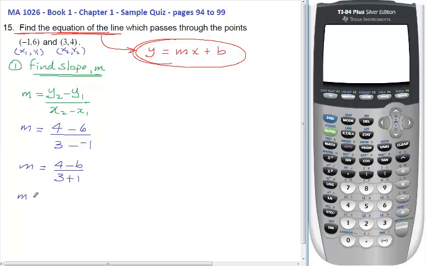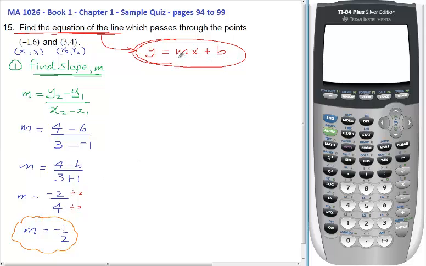So what is our slope? 4 subtract 6, that's negative 2. 3 plus 1, that's 4. And reduce if you can, which we can. They're both even numbers, so we're going to divide by 2. Therefore m is equal to negative 1/2. So that's important. Now we have m. So now we have step 1 completed.